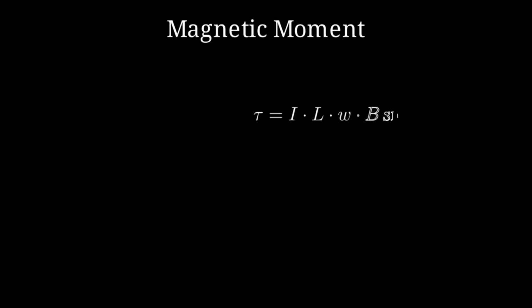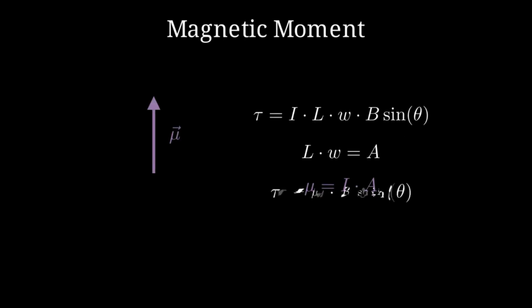We define the magnetic moment, mu, as the product of the current and the area. This allows us to express the torque more elegantly as the product of the magnetic moment, the field strength, and the sine of the angle.